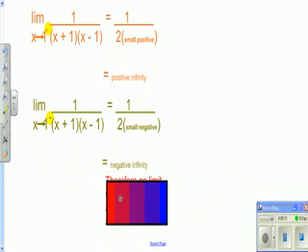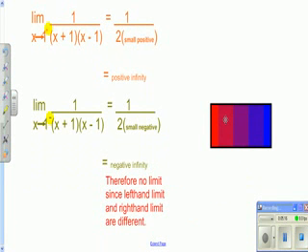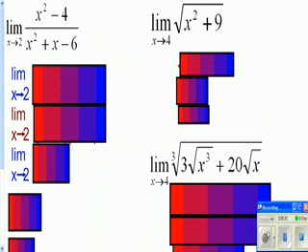So, are we approaching the same thing on each side? No, we're not. So therefore, there is no limit since the left-handed limit and the right-handed limit are different. So we're going to continue on here. We're going to try to go ahead and just use that direct substitution. Just plug in what we have.